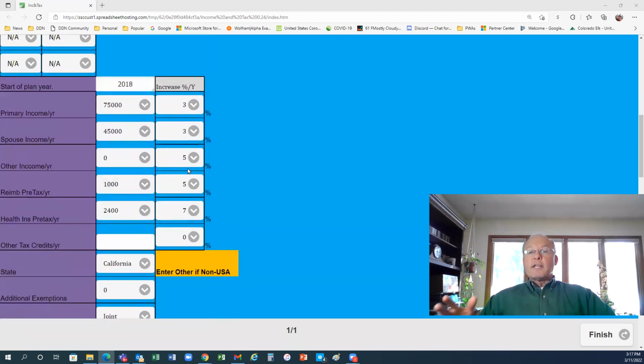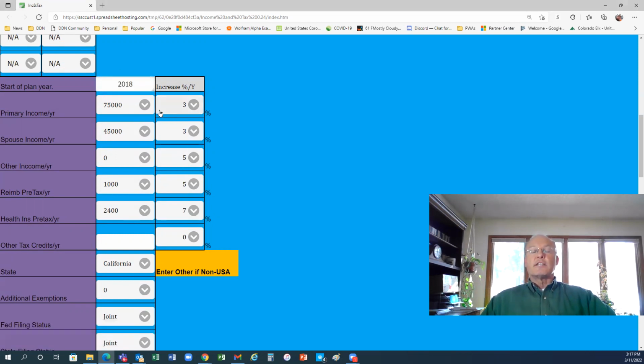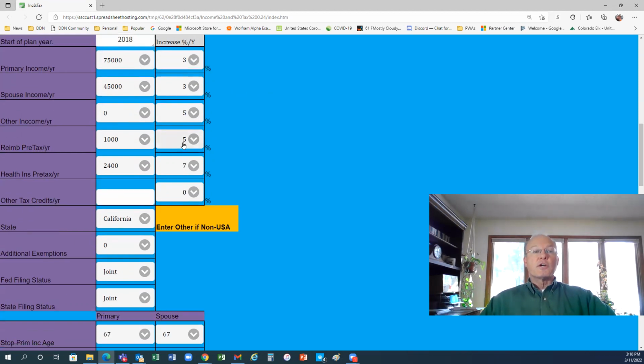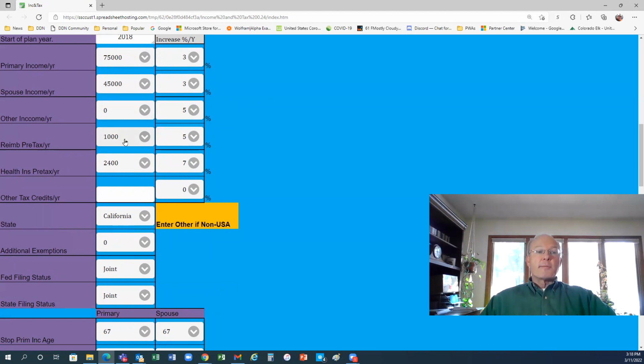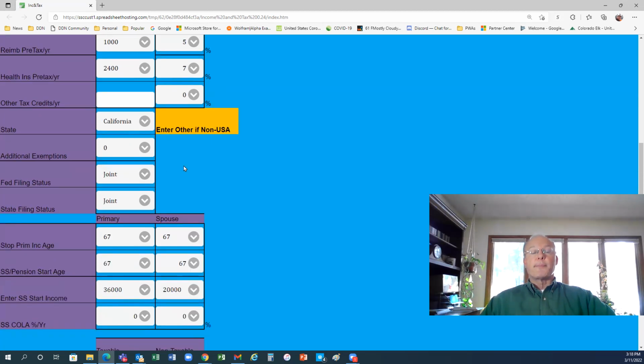So then basically we want to get into the income. We have to tell the tool, in 2018, what the income of that individual is. So here it says the primary earner was making 75,000. The spouse was making 45,000. Both of them had projected increases of 3% a year. They did have a reimbursement pre-tax account of $1,000 a year, expected to grow at 5% a year. And their health insurance was $2,400 a year, expected to grow at 7%.